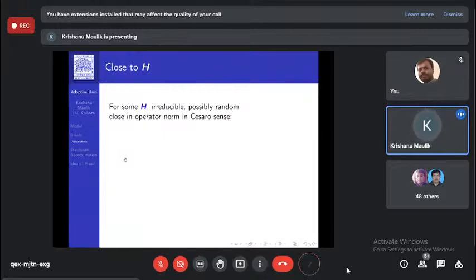So with that, we are ready to describe the assumptions that Ujan and I consider. So our H is irreducible and possibly random, and it's close to Hn in the operator sense. So we look at the row norm of Hk minus H. You remember that it is the largest, now these entries can be negative, so it's the largest absolute row sum, or maximum absolute row sum. Or it's the L1 operator norm. And this norm goes to zero in Cesaro sense in probability. That means for any positive epsilon, the probability that this left-hand side is bigger than epsilon should go to zero.